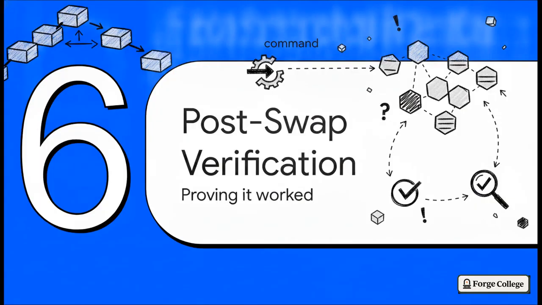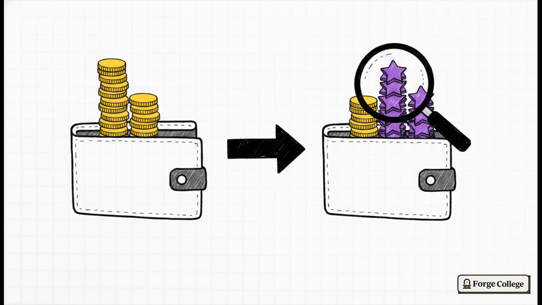And finally, section 6, post-swap verification. You know, sending a command is only half the job in engineering. You gotta prove it actually worked. You must actively fetch the balances of your input and output tokens, specifically checking the associated token accounts, or ATAs, before and after the swap. You need to definitively prove that the expected decrease in your input token and the expected increase in your output token actually happened on-chain, and that those final numbers sit comfortably inside your slippage tolerance.